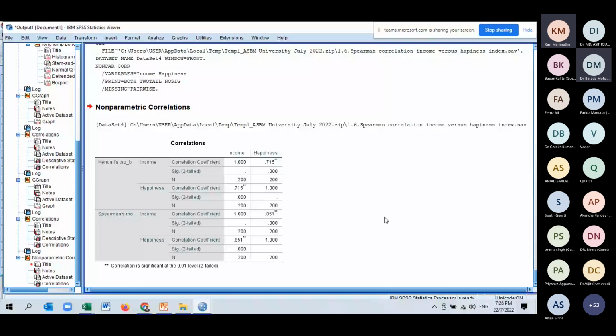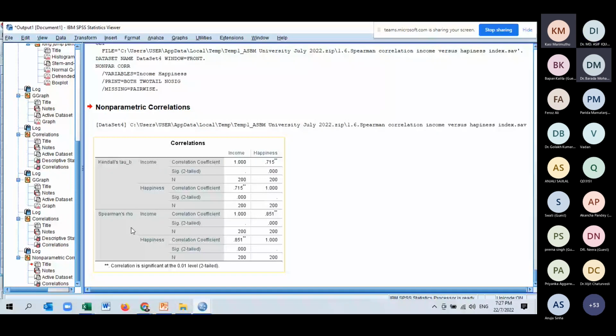For example, if your data are both ordinal, very well, you have to go for Kendall's. But these two are used interchangeably. No one will question you why you used Kendall's or why you used Spearman. Spearman was proposed by one researcher, Kendall by another researcher. That's it. Both can be used interchangeably for this particular kind of data.